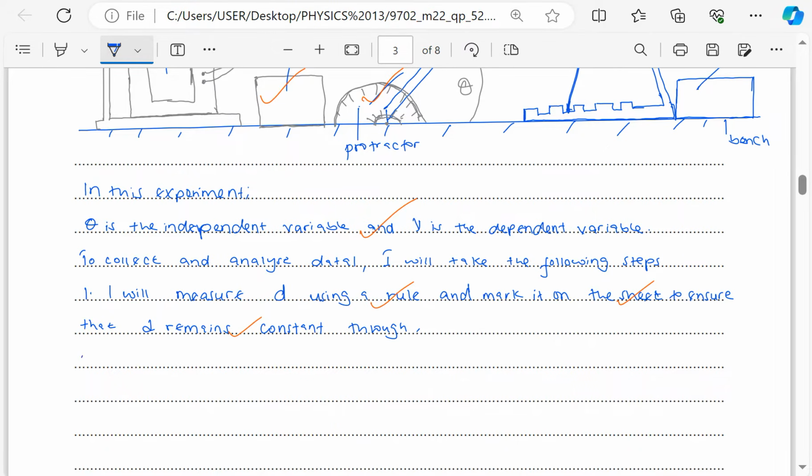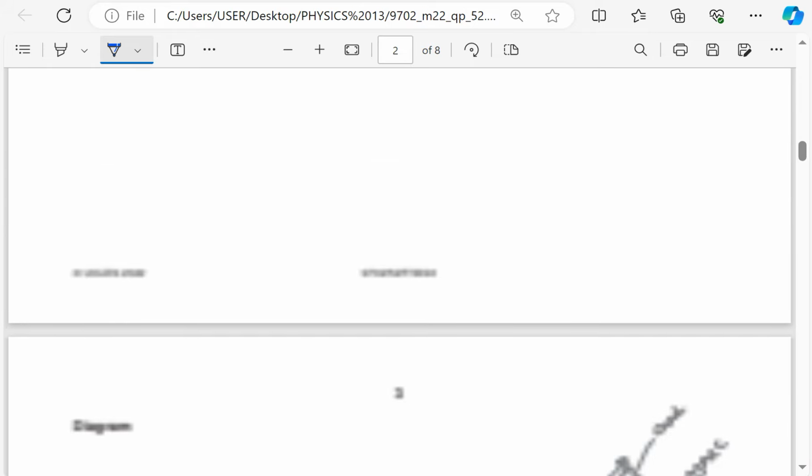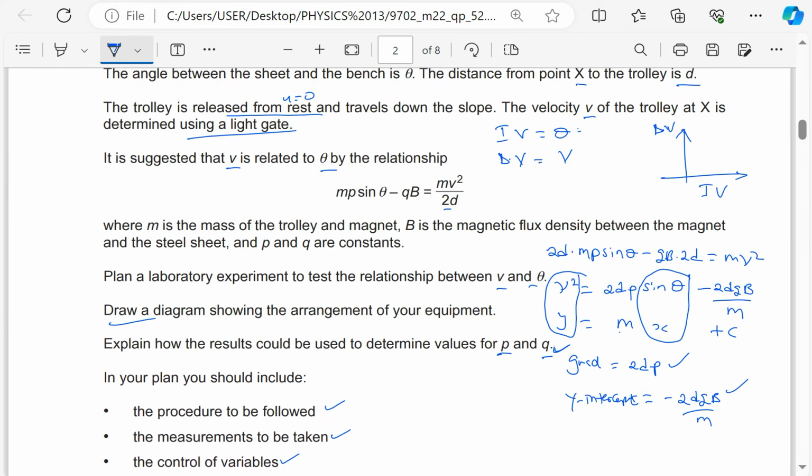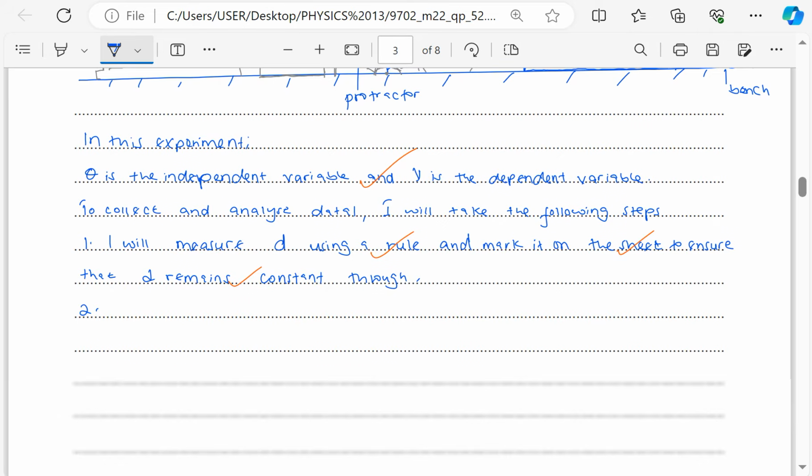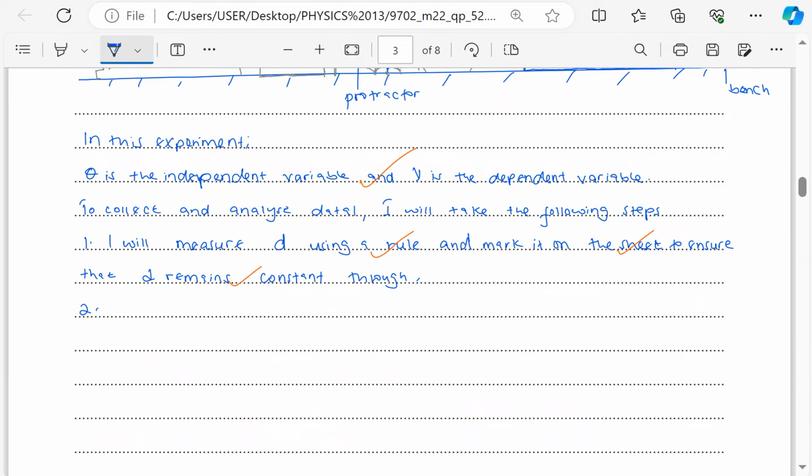So step number 2, I will measure M, where M was, what was M? I think M was the mass of the trolley, and M is the mass of the trolley and the magnet. So I will measure M. Of course, mass is measured using a balance. So I will measure M.